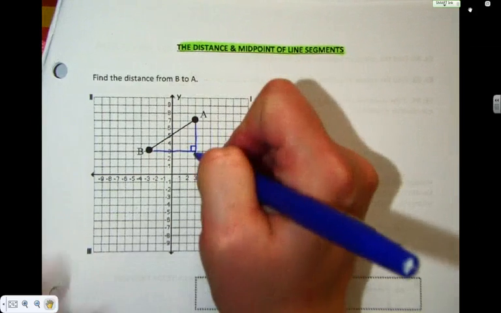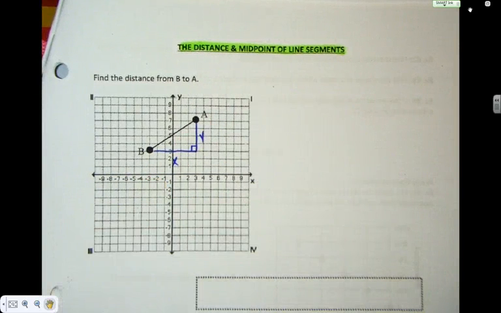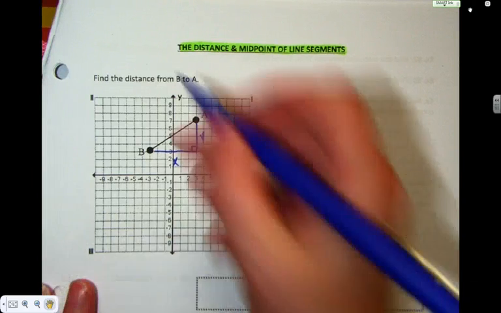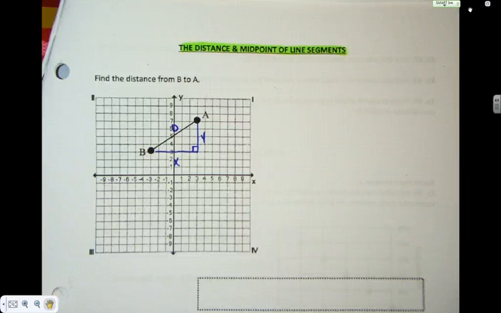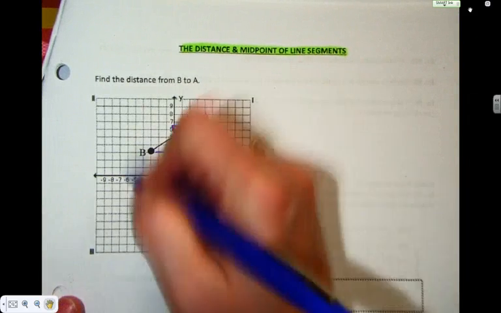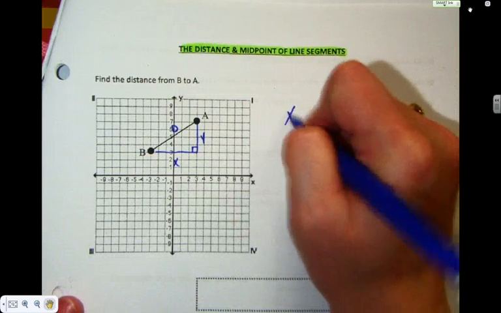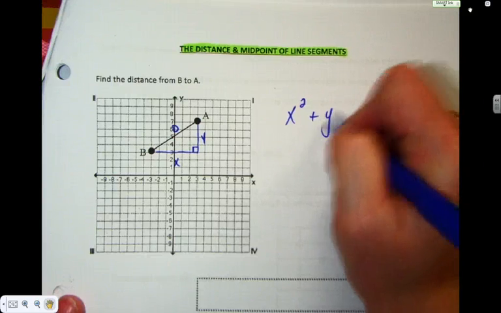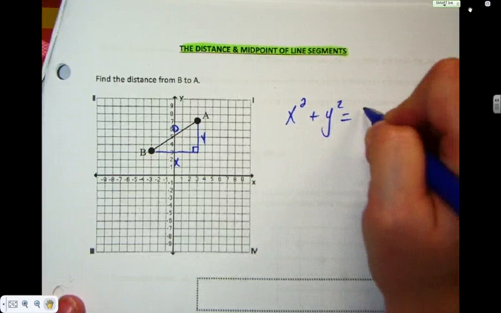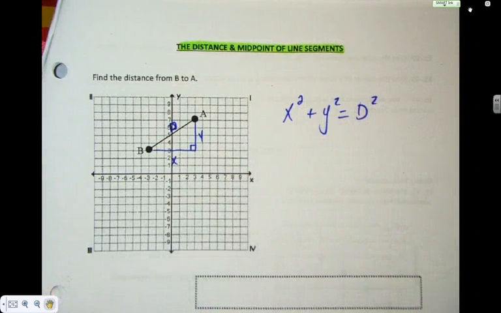Okay, and if I know this distance, which is just an x-coordinate, and I know this distance, which is just going to be a y-coordinate, how do I find the third distance? So what's the formula? But I don't have an a or a b on here. So x squared plus y squared equals, that's a d for distance, d squared.